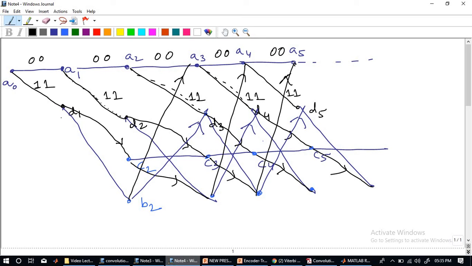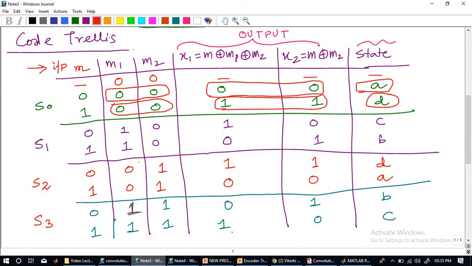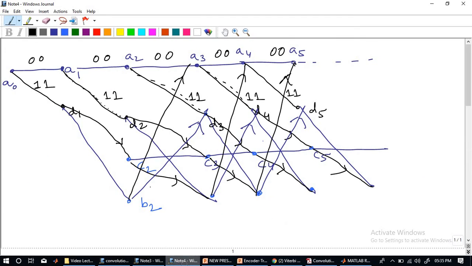Okay. Just to give you a fact on this, suppose I take D. When it is at D, the next state is B. When the connection is coming to B, the corresponding output is calculated as 0, 1. So D to B is this line, and the corresponding output is 0, 1. So you will write 0, 1, 0, 1, and so on.